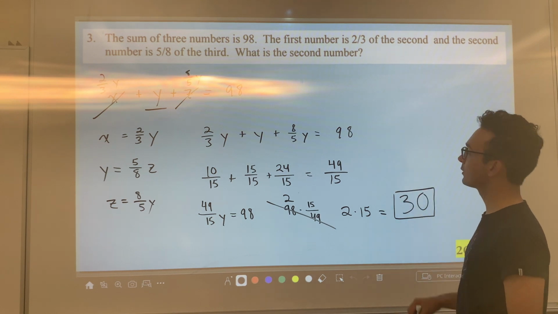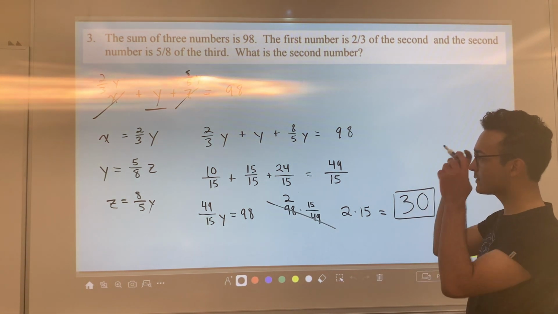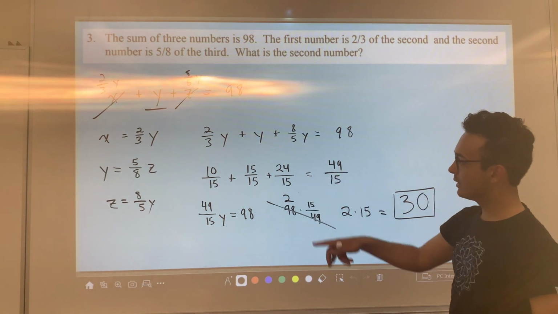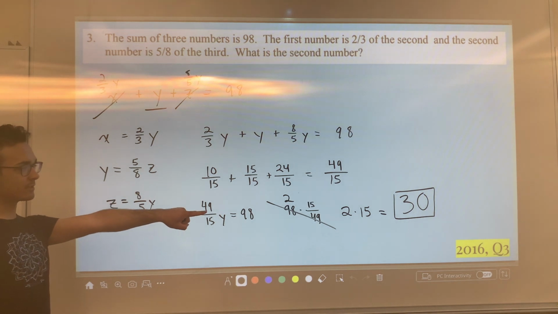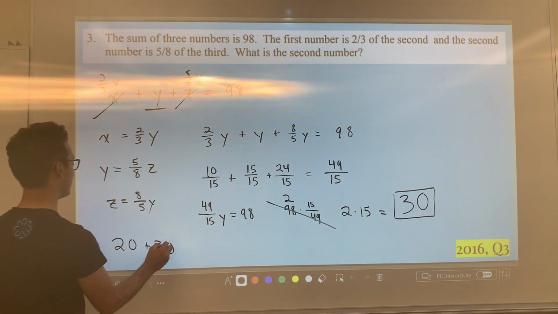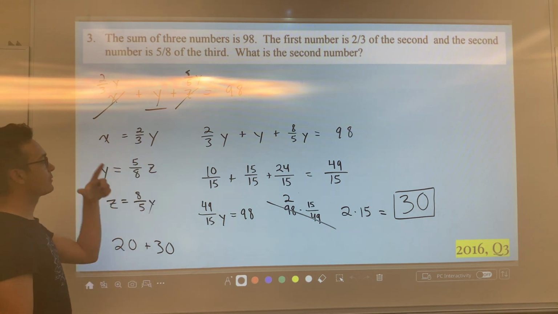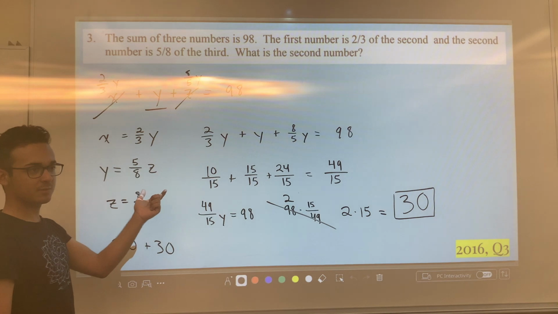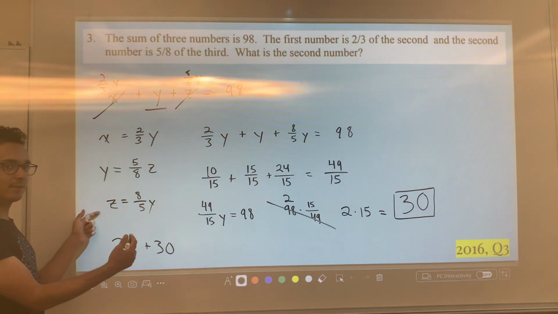So that problem works out conveniently, and if you want to confirm that you got the right answer, you are more than welcome to do so. X would be 2/3 of y. 2/3 of 30 is 20. So we get 20 plus 30. And then we get y is equal to 5/8 of z. So 30 is 5/8 of that third number. Or as we said, that third number is 8/5 y.